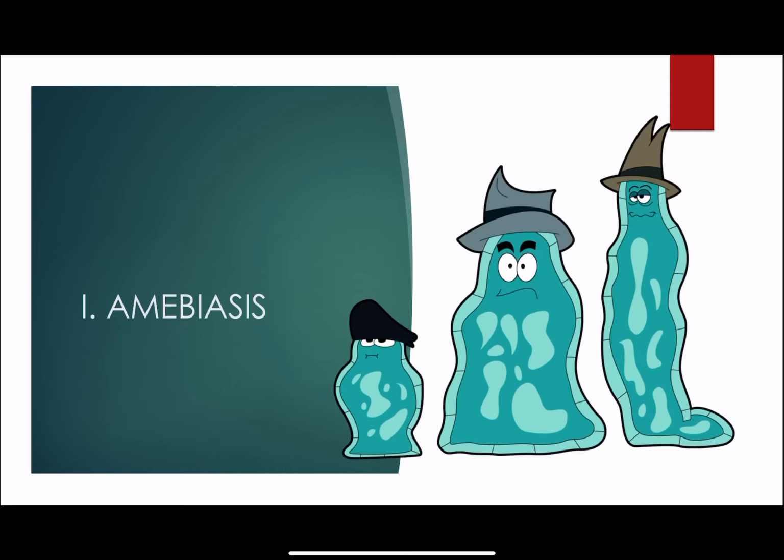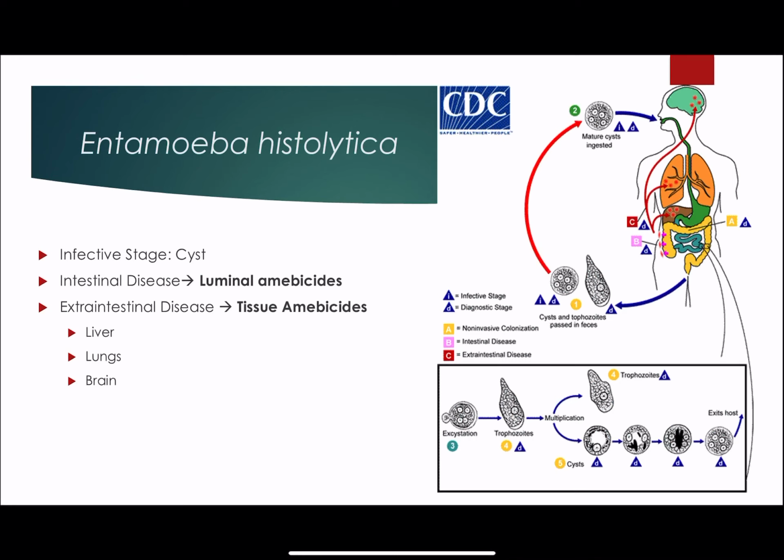So, for the first disease that we'll talk about, this is amoebiasis. So, we know that amoebiasis is caused by Entamoeba histolytica. The infective stage is the cyst. It's an intestinal disease, but it can also be an extra-intestinal disease. So you have to know your patient from history and from PE whether they are having an intestinal disease or extra-intestinal disease. Okay? Because the drugs of choice for the two types of diseases would be different.